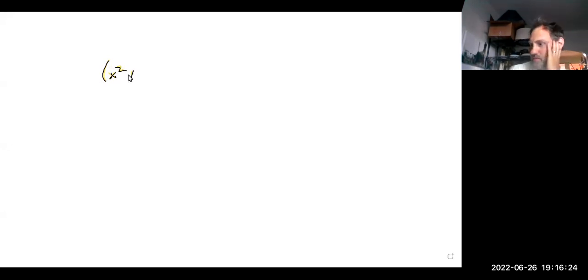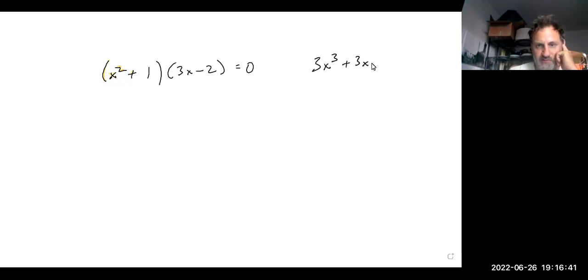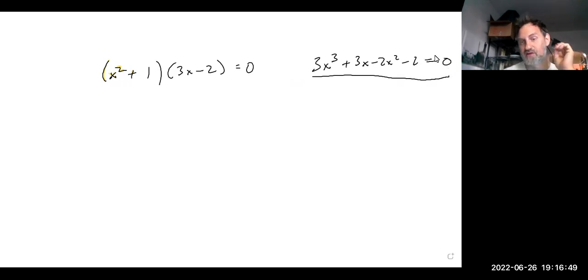(x squared plus 1)(3x minus 2) equals 0. So the whole point of having this in factored form, and let's just take a quick look at it outside of factored form, that would be 3x cubed plus 3x minus 2x squared minus 2 equals 0. This equation is going to be very difficult to solve just by looking at it.